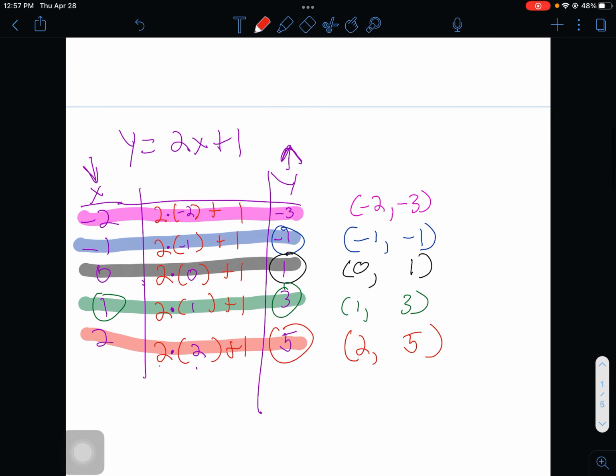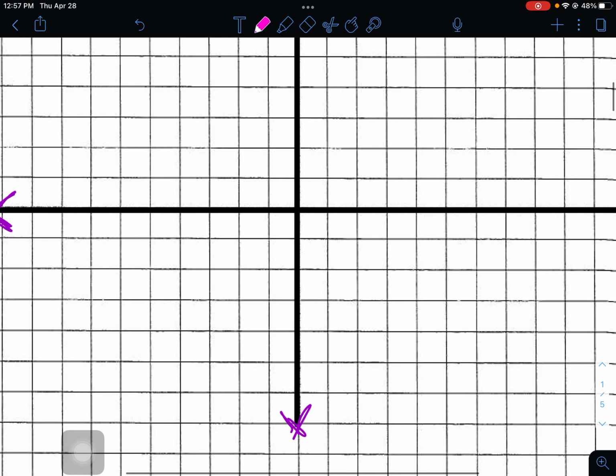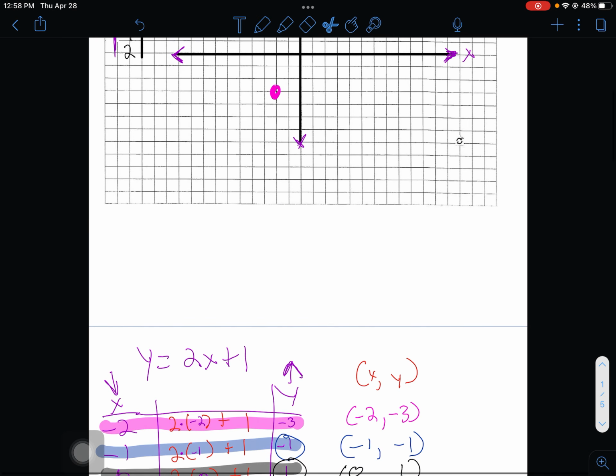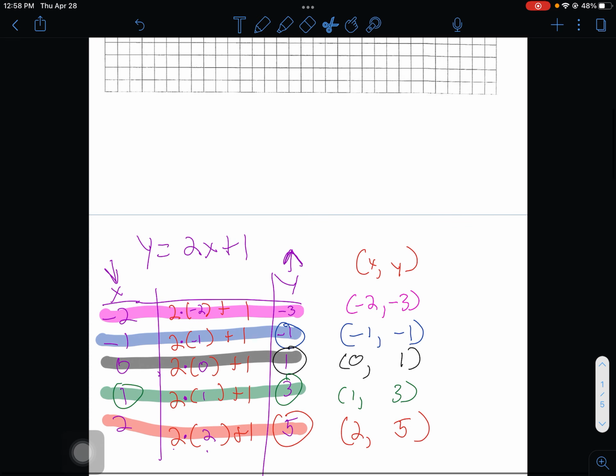From Friday, remember, the first number is always x and the second number is always y. So I'm going to grab the pink point, -2, -3. You start in the center, and you say, all right, I've got to move you. It's got to go 2 to the left, 1, 2, -2. Then -3, so I'm going down in y, 1, 2, 3. That's our first point, -2, -3.